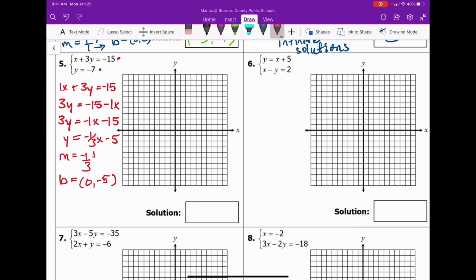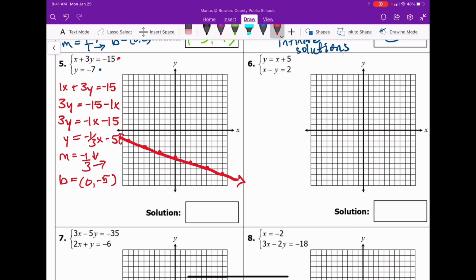And the slope tells us to go down 1 and right 3. So first, let's go ahead and plot the y-intercept, which is at -5. 1, 2, 3, 4, 5. And now we're gonna go down 1, right 3. Down 1, right 3, down 1, right 3, and follow that pattern backwards, going to the left. Now we can go ahead and connect those dots.